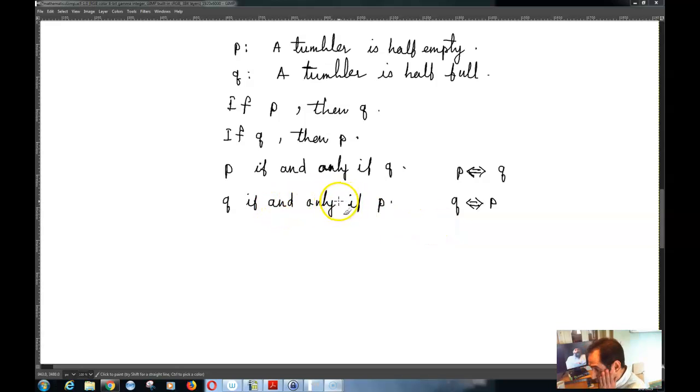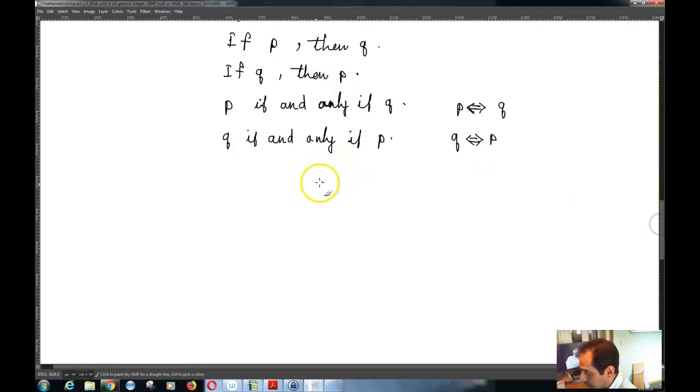For example, suppose that you have an isosceles triangle. In an isosceles triangle, these two angles are always equal. So you can say that in an isosceles triangle, the two base angles are equal. And also, if you have a triangle in which the two base angles are equal, then it's going to be an isosceles triangle. So you can say it both ways.